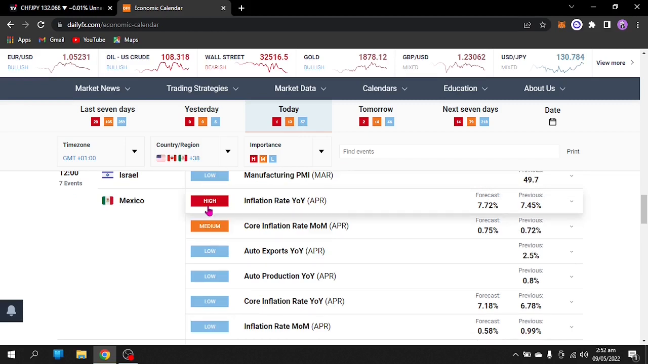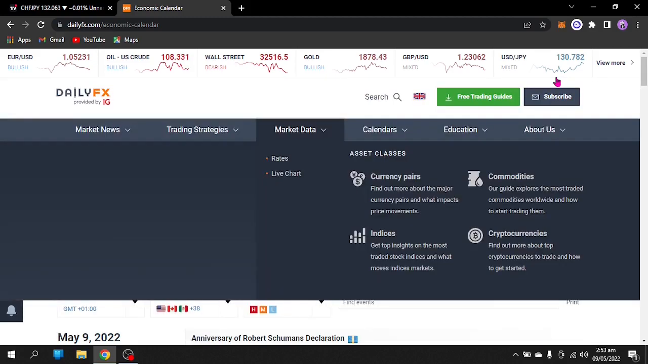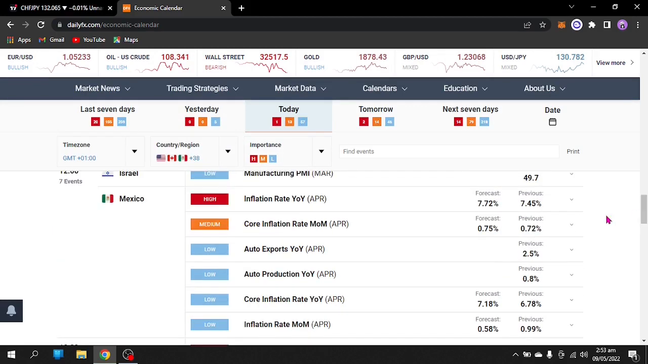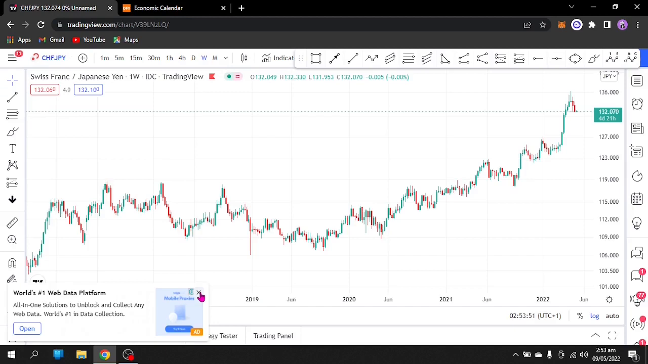Well, for me, I don't really focus on the medium and low volatility news. I only watch out for the high volatility news. Now that I've seen that I only have 1 high volatility news and it concerns Mexico and it's the inflation rate, I'm good to go because I won't trade any pairs concerning Mexico. I will only trade the CHF and the JPY pairs, or the US dollar pairs, or the euro.